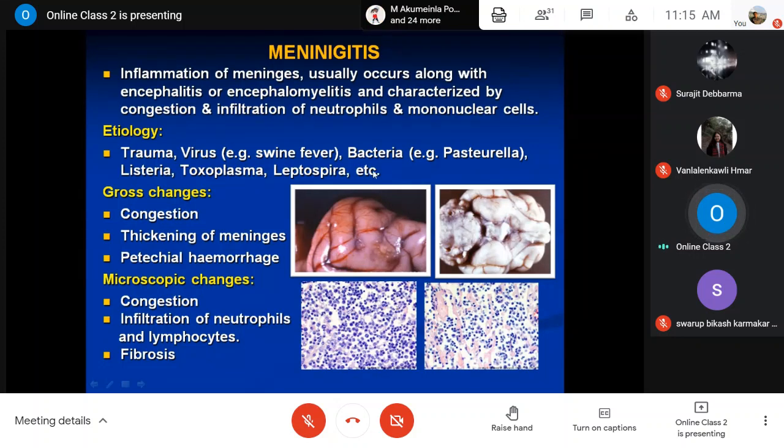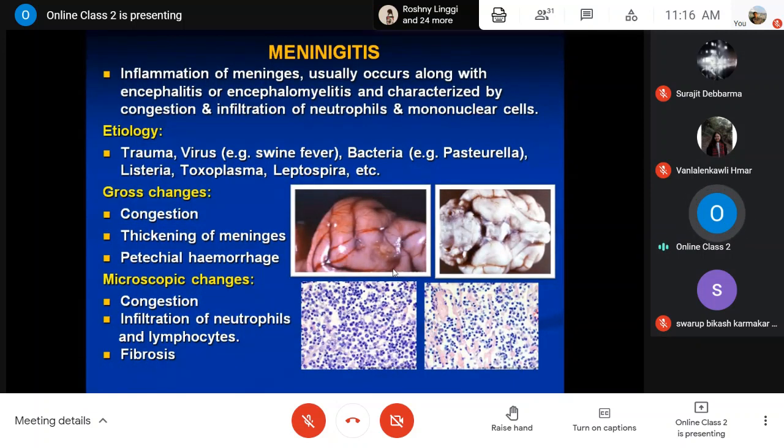Then there are bacterial organisms like Pasteurella, Listeria, and also Toxoplasma, Leptospira and others. These are some of the common etiological agents which can cause meningitis. If you check the gross lesions, there is congestion and marked thickening of the meninges with pinpoint hemorrhagic lesions. Then if you go for a microscopic section, you will see the blood vessels in the brain section, particularly the meninges.